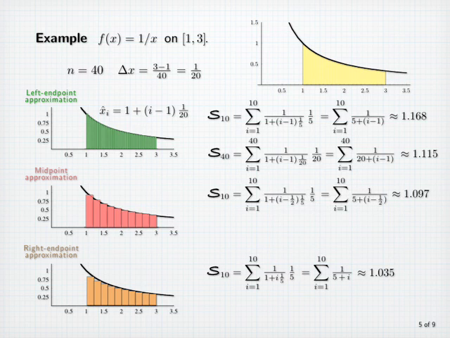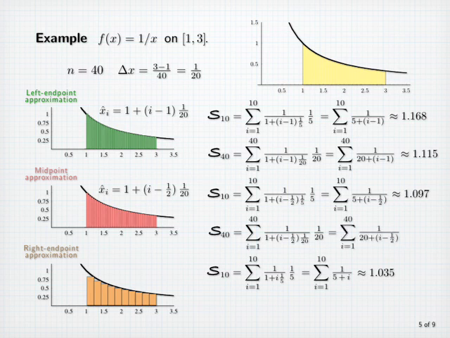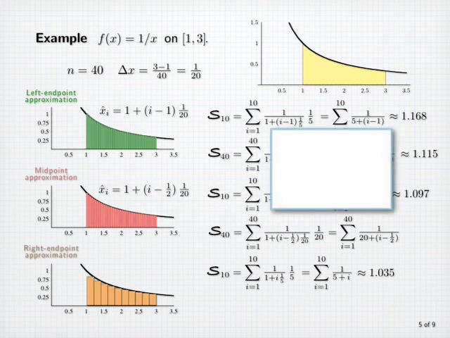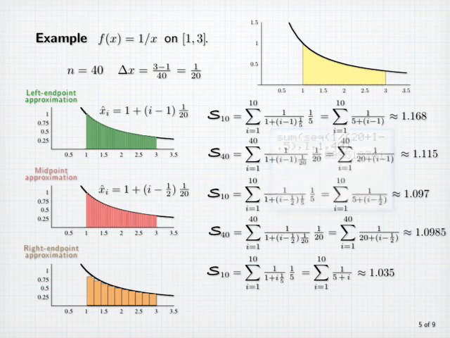Now let's compute the midpoint approximation with n equals 40. Here, x hat sub i is 1 plus (i minus 1/2) times 1/20. Here's the corresponding S sub 40. Here's the simplification. Here's the computation. And so we arrive at 1.0985.